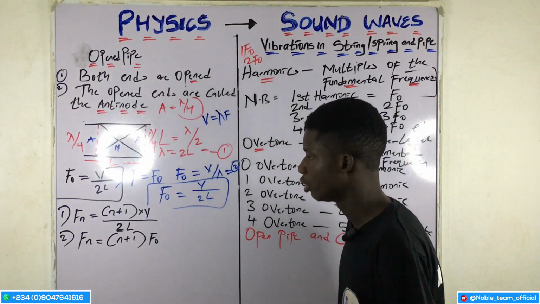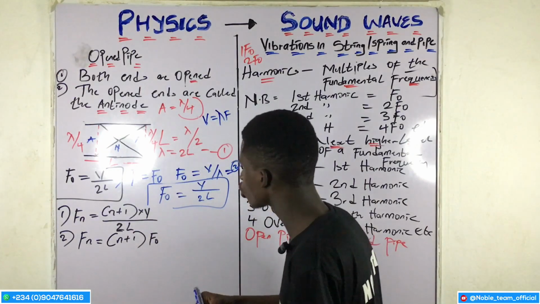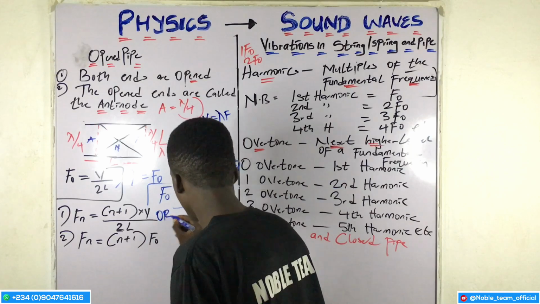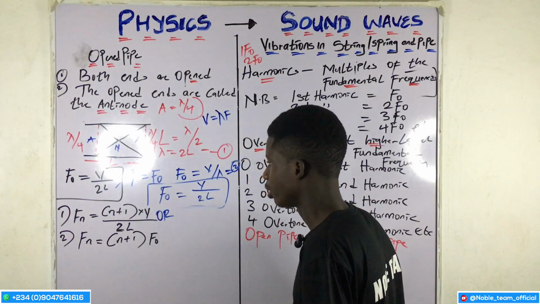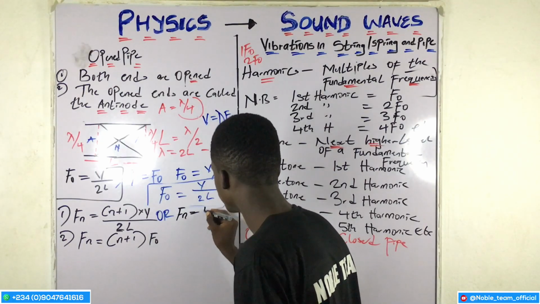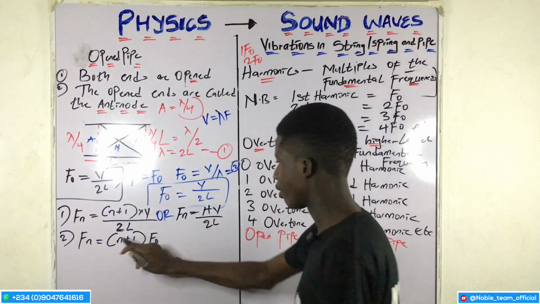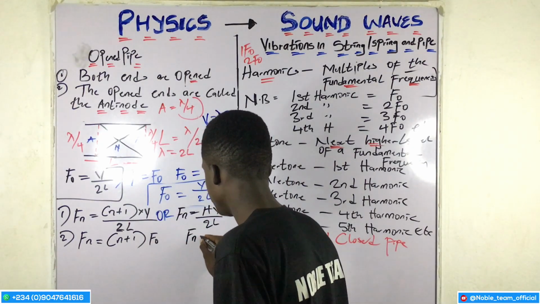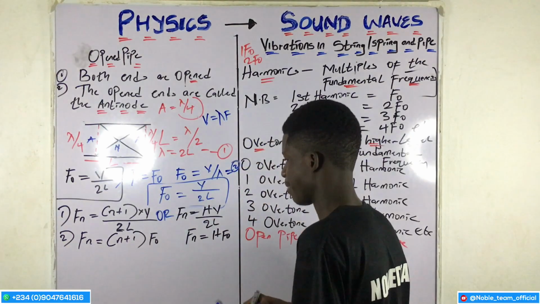Okay, good. Now, I can also write this formula as Fn equals HV over 2L. And this formula can also be written as Fn equals H times F0. Relax, let me explain.